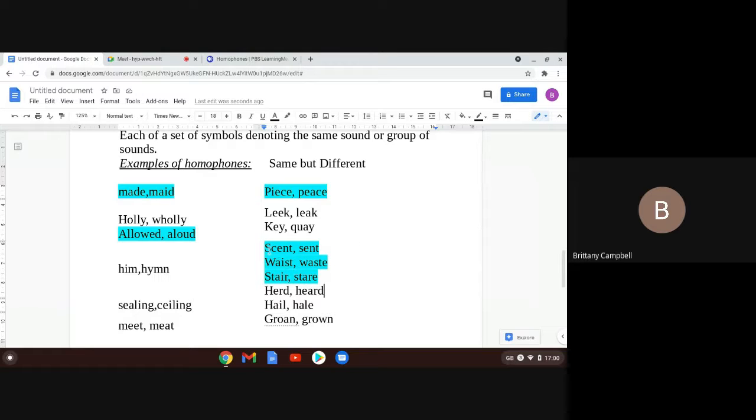We have scent, scent, waste, and waste. And we just look at stare, right? So stare, stare. Heard, heard. Hail, hail. Grown, grown. So these are the target homophones that we're going to place our emphasis on.